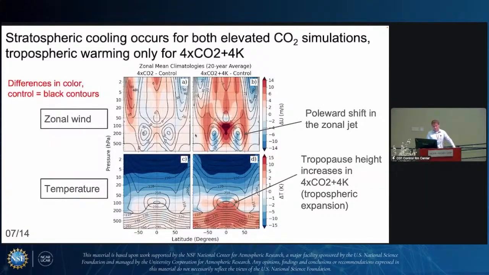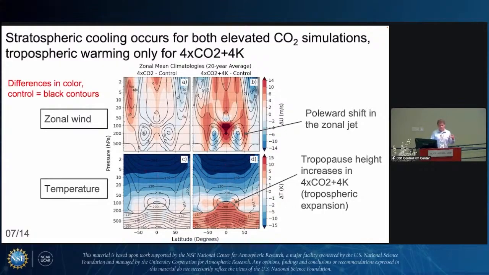So to get into the results a little bit, these are difference plots between, on the left here, the 4 CO2 experiment and the control simulation. And then on the right, these are difference plots between the 4 CO2 4K simulation and the control run. And if we look in this bottom row here, these are temperature differences. And we see that in both elevated CO2 runs, we have stratospheric cooling.